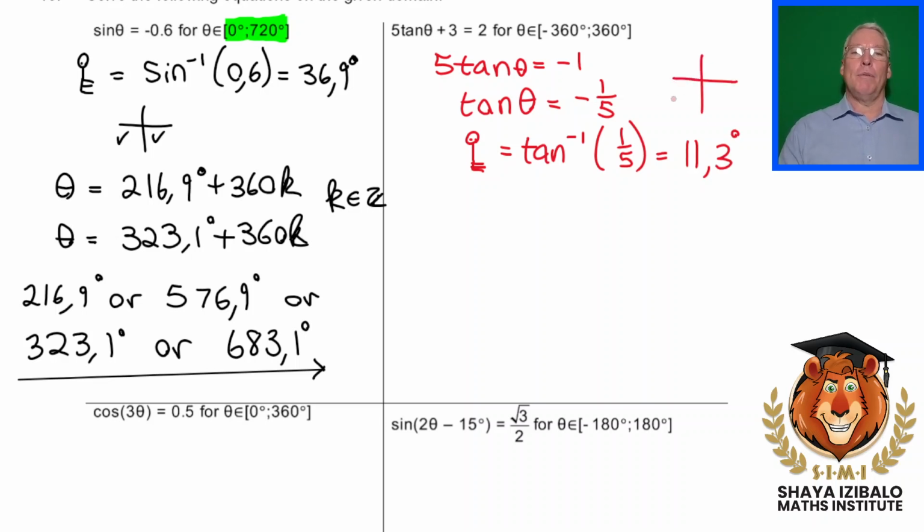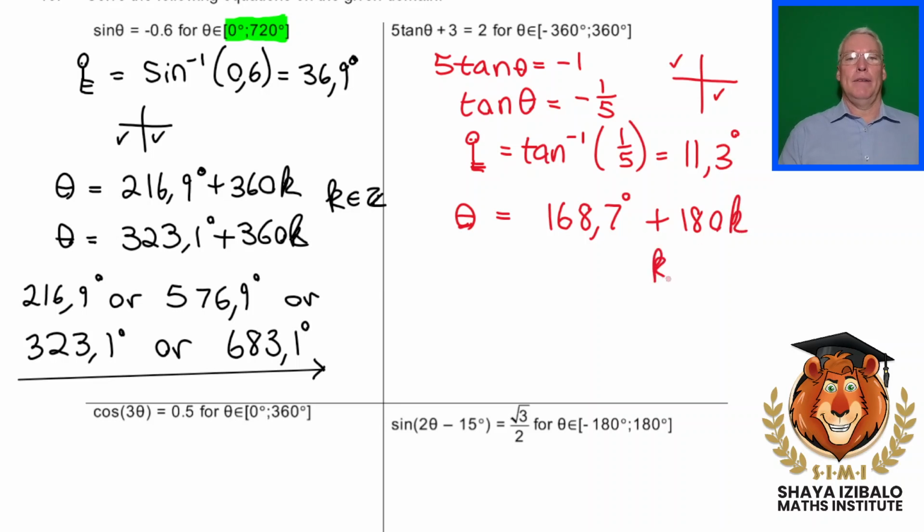Now, which quadrants do we want to be in if tan is going to be negative? The answer is quadrants 2 and 4. Remember, because it's tan, we can take either one of these answers and add 180k. So our angle is going to be 180 minus 11,3, that's 168,7 degrees plus 180k. And don't forget k is an integer: positive or negative whole numbers, or 0.